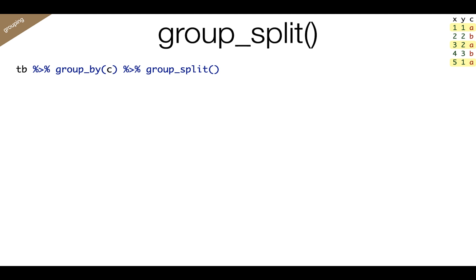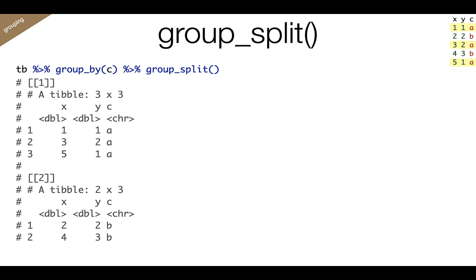We know that when you use group by, it essentially just adds attributes, but it doesn't actually do the splitting process itself. If you want to do the splitting process itself, just use group split. You'll get a list of tibbles back, and those tibbles are the partitioned original tibble. The idea you're probably thinking of is, well, I'll just take that and send it into purrr's map function, and I'll map a function onto each of those tibbles.